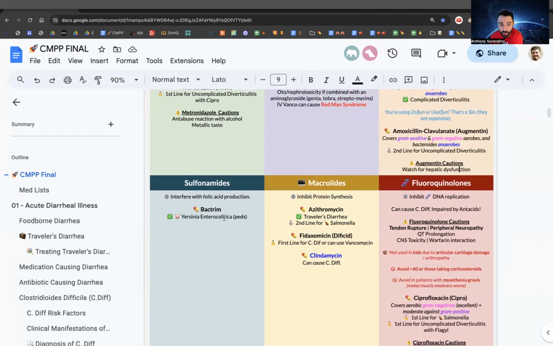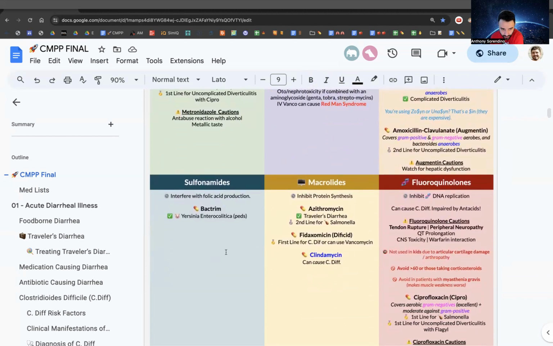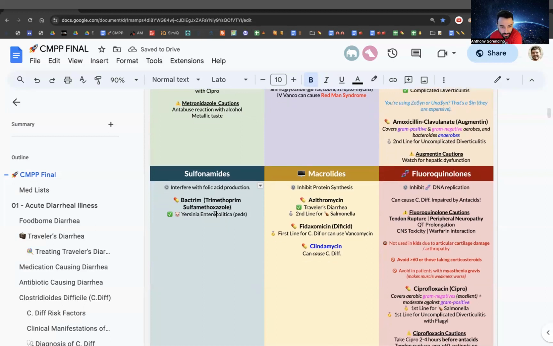All right, the sulfonamides, these interfere with folic acid production. Bactrim is the one that we talked about. It's worth just knowing this exists. Trimethoprim sulfamethoxazole. I think they just call it TMP or TMS or something. But that's what that is. And we use that for Yersinia enterocolitica, specifically for peds.